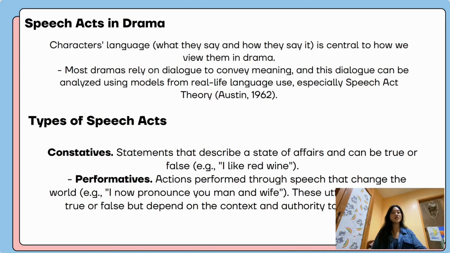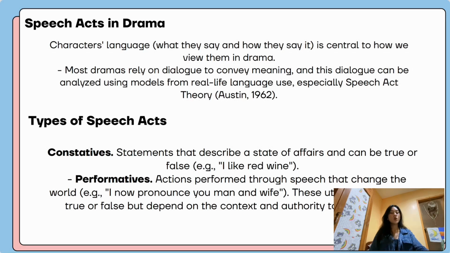So first, in character, language shows us who they are. It is all about what a character says and how they say it, which helps us to understand who they are. Tone, how they say it, word choice, and whether they speak formally or casually tell us about the character's personality and role in the story.